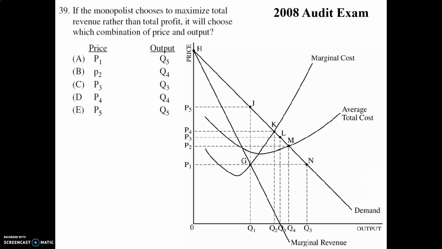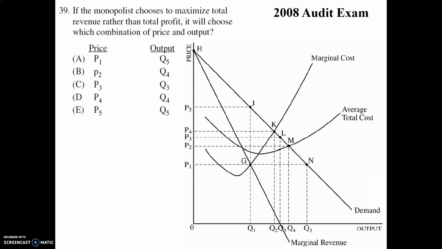Okay. If the monopoly chooses to maximize total revenue, ooh, good question here. I love this question. If the monopolist chooses to maximize total revenue rather than total profit, it will choose which combination of price and output? Well, we know if it wanted to maximize profit, it would produce where MR equals MC, right? It would produce right here, at Q1, but this question is not asking us if it would maximize profit.